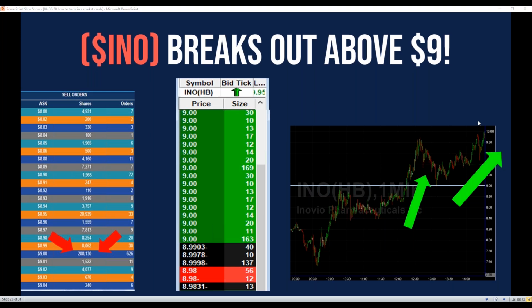Everyone hears about a breakout, but do you really know what it means? What does a breakout really mean? Oh, it broke out through resistance. Yeah, but why did it break out through resistance? How is that even possible?